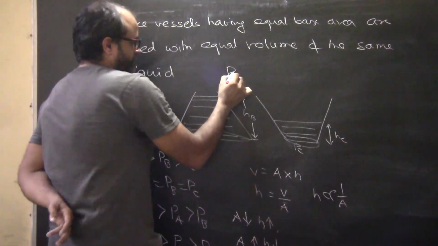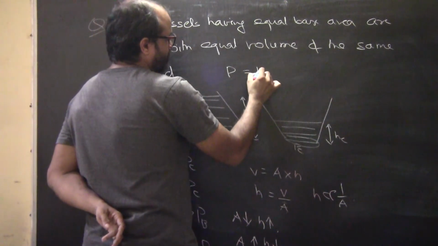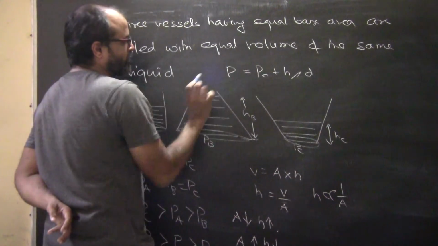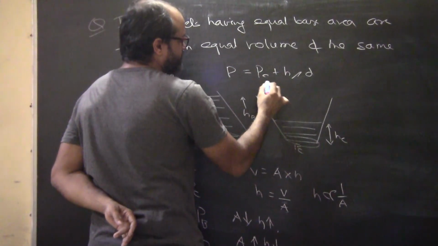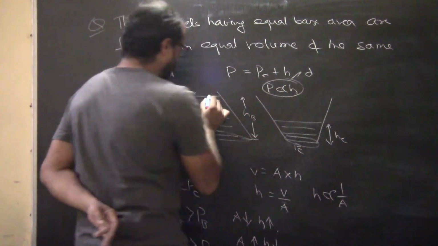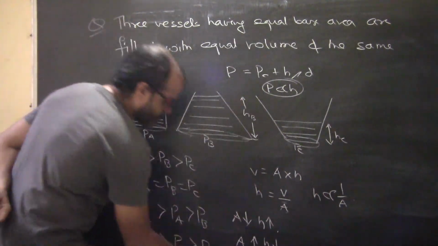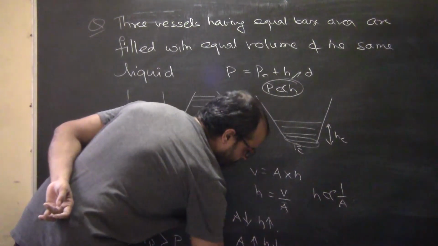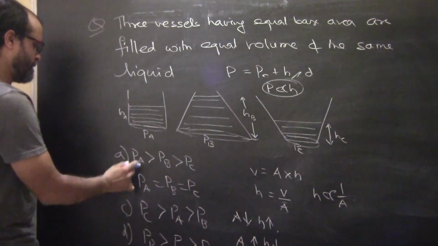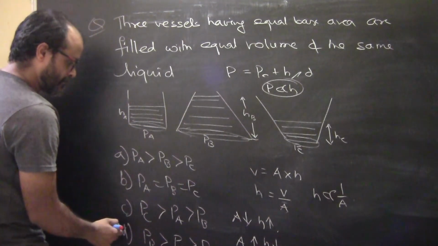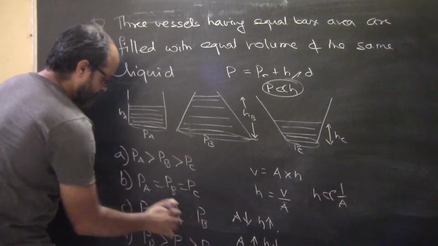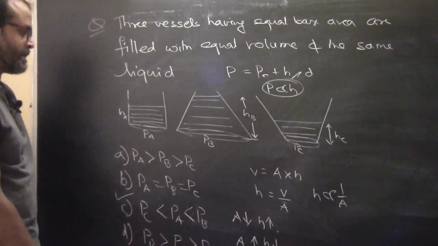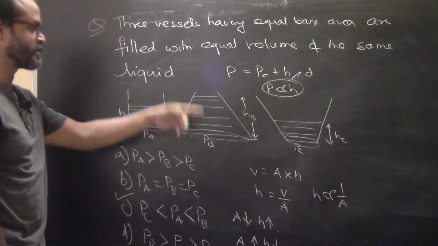Pressure is equal to P naught plus H rho G. Now if we consider P naught to be the same for everyone, pressure is directly proportional to height. The more the height, the more the pressure. So pressure at C will be less than pressure at A, and this will be less than pressure at B. So this is going to be the correct option for this one.